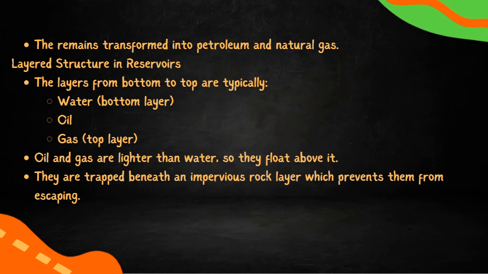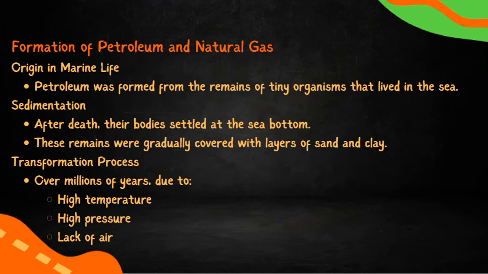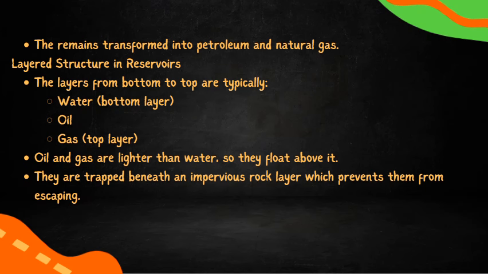So basically, the formation is the same for coal and petroleum, only that coal is formed from vegetation in the forest areas, and petroleum is formed in the sea due to the decomposition or decaying of marine animals, tiny organisms that live in the sea. They are formed under the same high temperature, high pressure, and lack of air. So, same conditions. I hope this was clear.